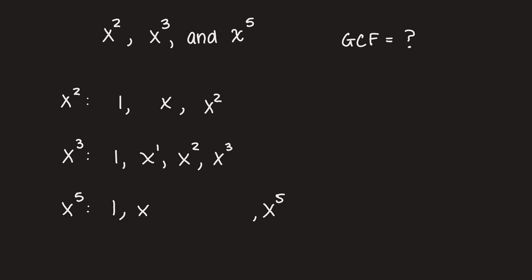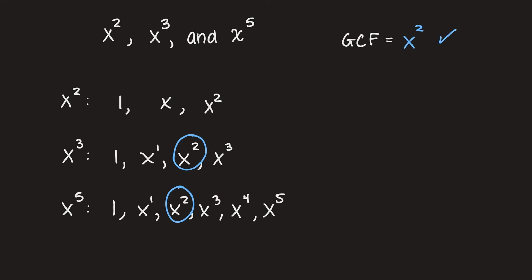X to the 1st is another factor, and this would pair up with x to the 4th, since x to the 1st times x to the 4th is equal to x to the 5th. X squared is another factor, which would pair up with x cubed, since x squared times x cubed is equal to x to the 5th. And we're done listing out our factors. So the greatest common factor of these terms is x squared.